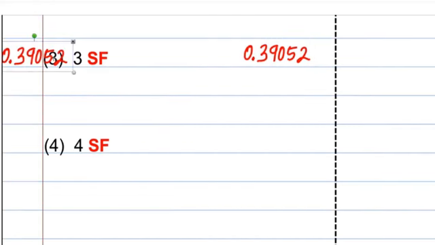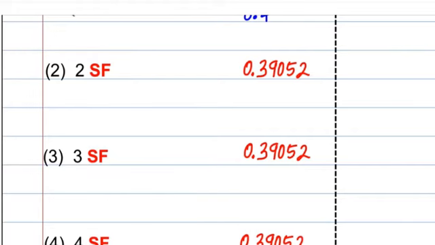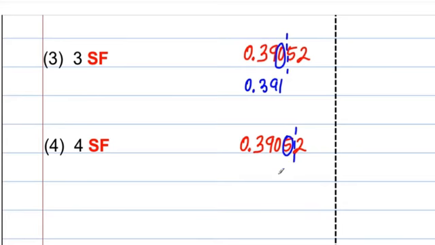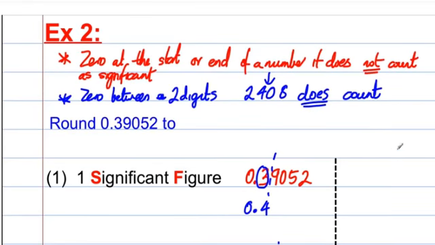So what if the number is rounded off correct to 2 significant figures? It is going to be 0.39. Correct to 3 significant figures, it is going to be 0.391. And correct to 4 significant figures it is going to be rounded off to 0.3905.